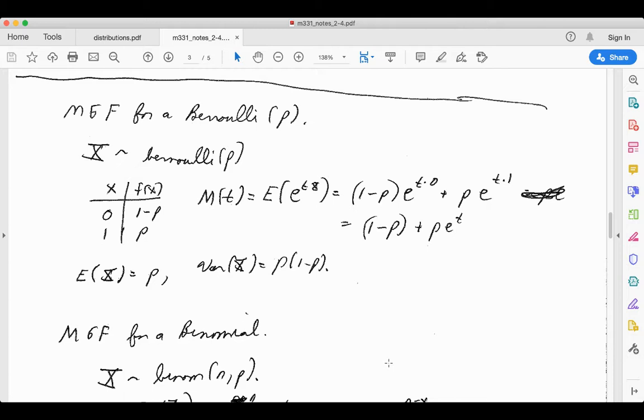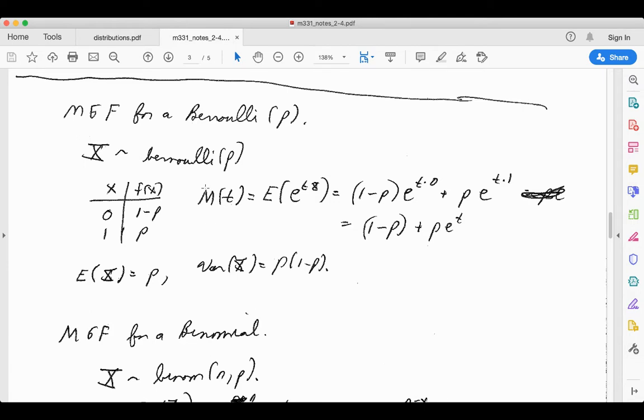Hello, everybody. Dr. White here with a quick look at moment-generating functions for binomial random variables. We're actually going to start out with the moment-generating function for a Bernoulli, just for comparative purposes.